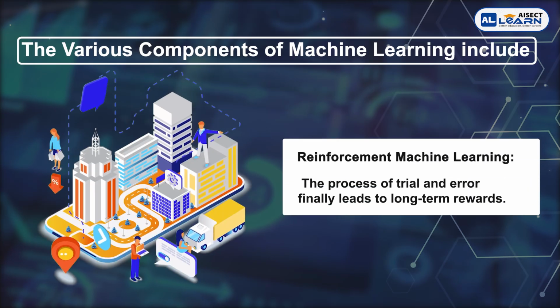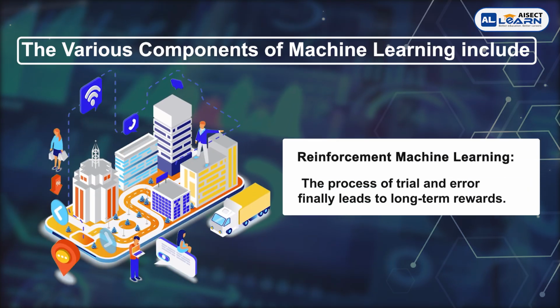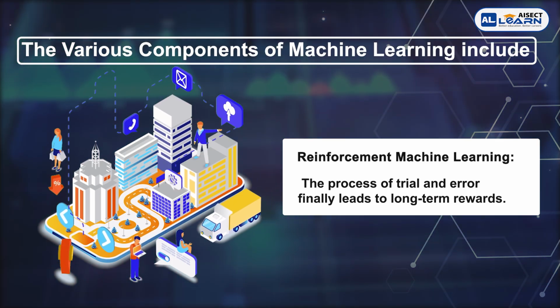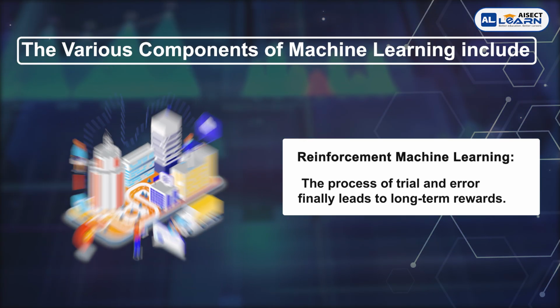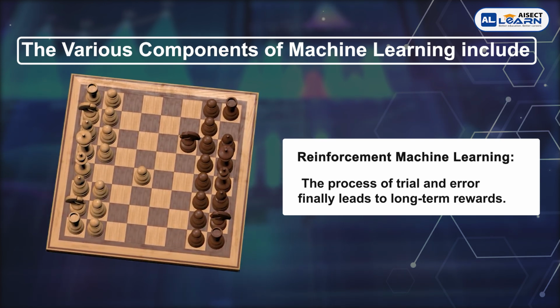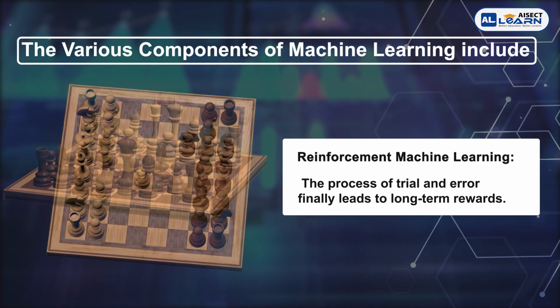And after that, reinforcement machine learning. This means the system, without training, will learn from experience. For example, if I'm playing chess, by practice I will become a better player.